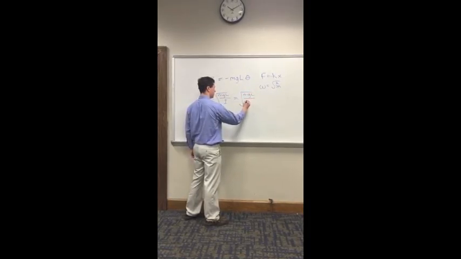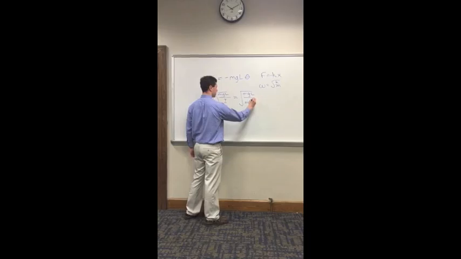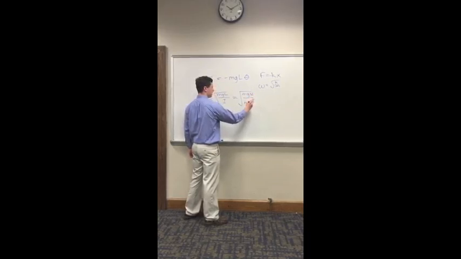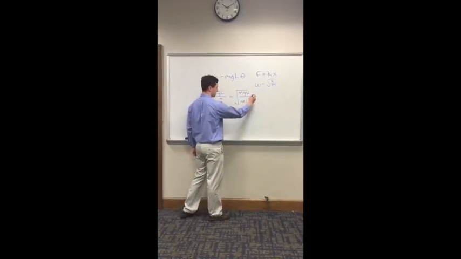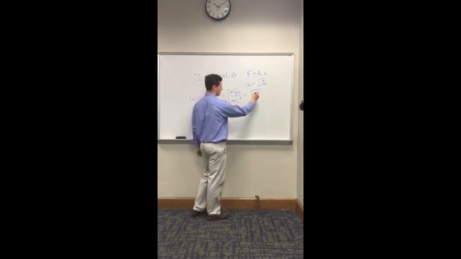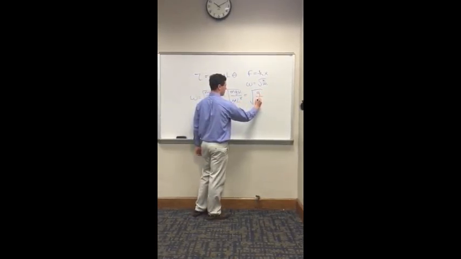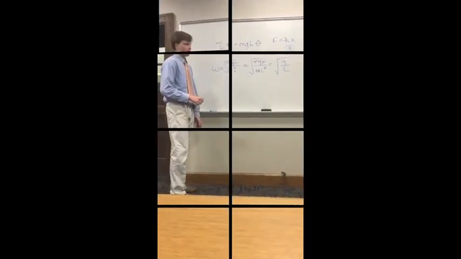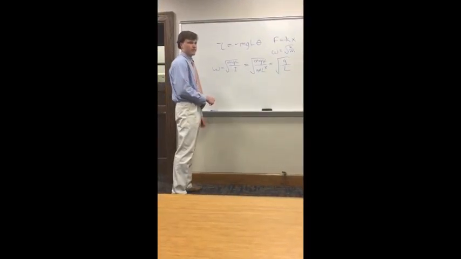mgl over ml squared. L's cancel out, m's cancel out, leaving you with an angular frequency that is equal to root g over L. As was seen in the experiment, the value of the mass did not affect the period of the pendulum.